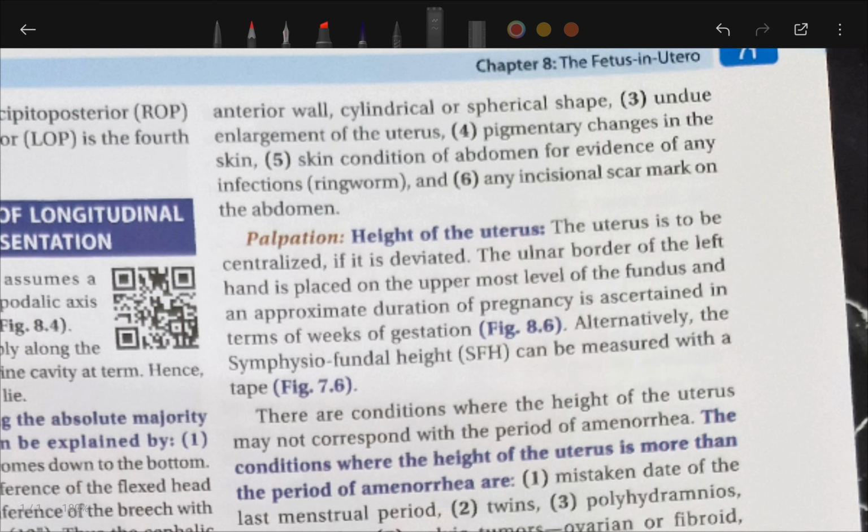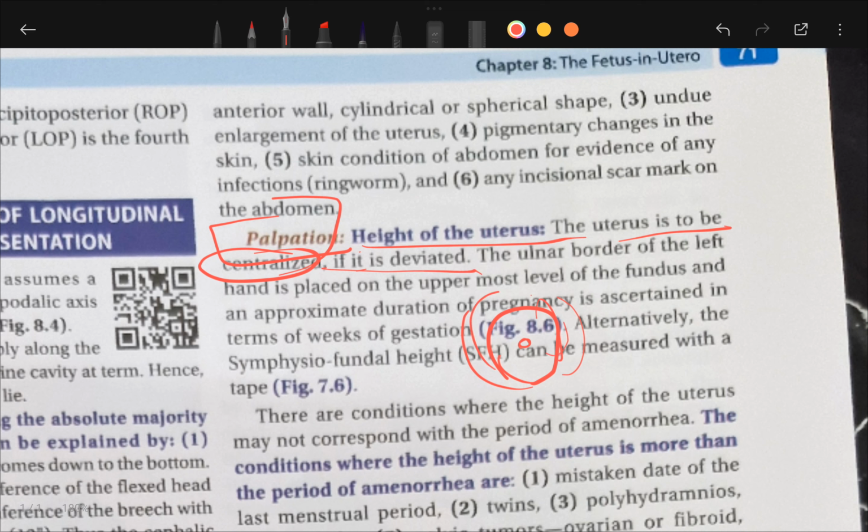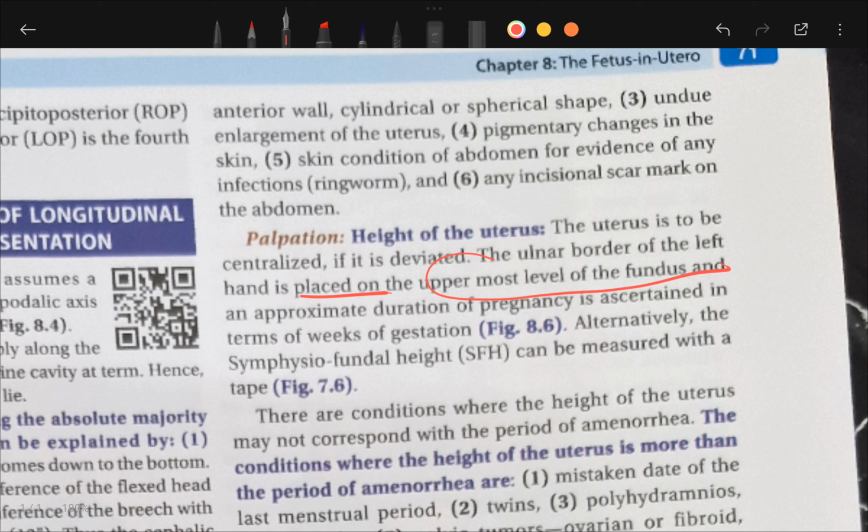Next, coming to palpation, the height of the uterus is to be assessed. First, the uterus is to be centralized. If it is deviated, you have to use your hands and centralize the uterus. Then the ulnar border of the left hand, because you will be standing on the right side, the left hand will be more convenient. The ulnar border of the left hand is placed on the uppermost level of the fundus, and the approximate duration of pregnancy is ascertained in terms of weeks of gestation.